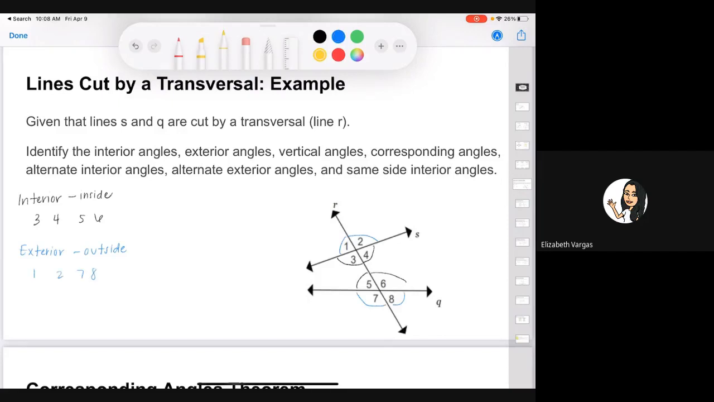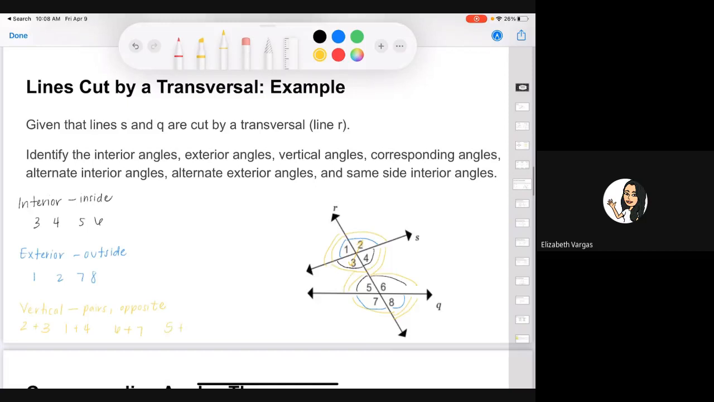Okay. Now what about vertical angles? Vertical angles are pairs of angles that are opposite. So basically we're pairing angles together that are opposites of each other. 2 and 3 are angles that are opposites of each other. 1 and 4 are angles that are opposites of each other. 6 and 7 are angles that are opposite of each other. 5 and 8 are angles that are opposite of each other. So vertical angles.